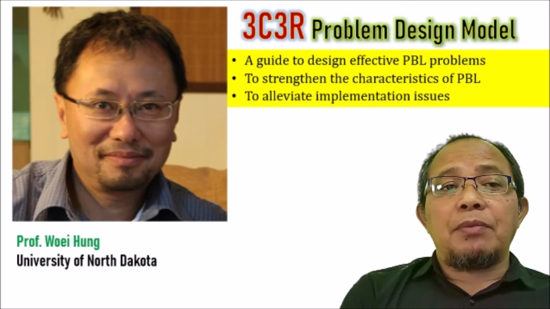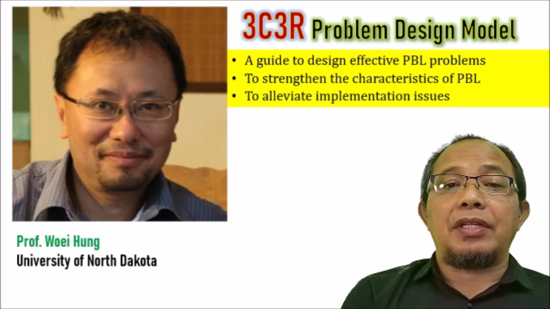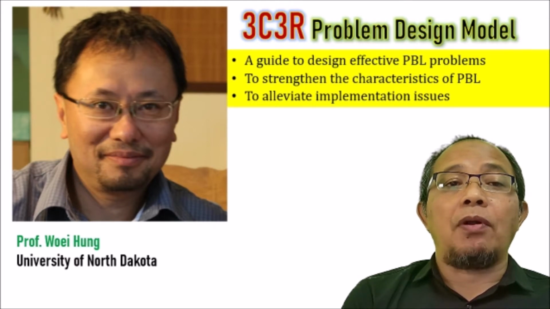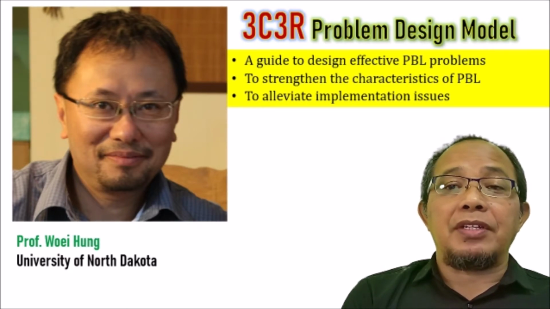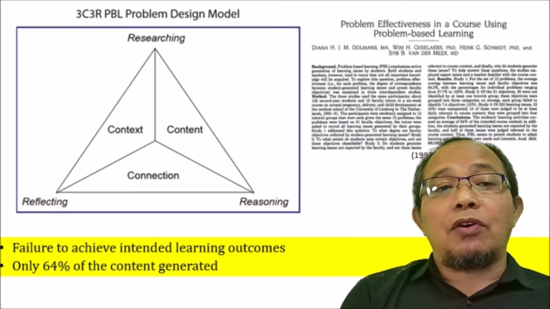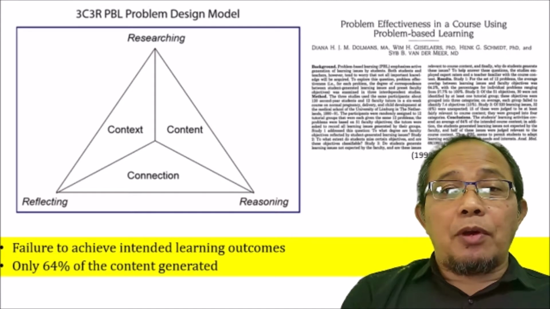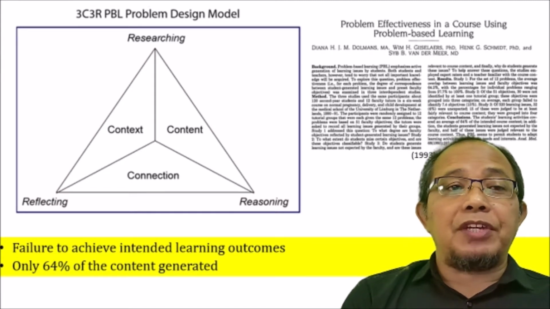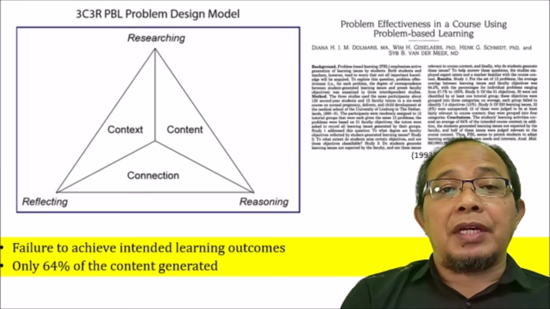The 3C3R PBL model design is a systematic method developed by Professor Wei Hung to guide instructional designers and educators to design effective PBL problems for all levels of learners, and thereby strengthening the characteristic of PBL and alleviating implementation issues revealed in previous research on PBL. Wei Hung's 3C3R model was the result of problems faced by most PBL practitioners in the early 1990s. Among the main problems they had been facing is the failure to achieve the minimum requirement of the learning outcomes in terms of content, learning process, and skills.